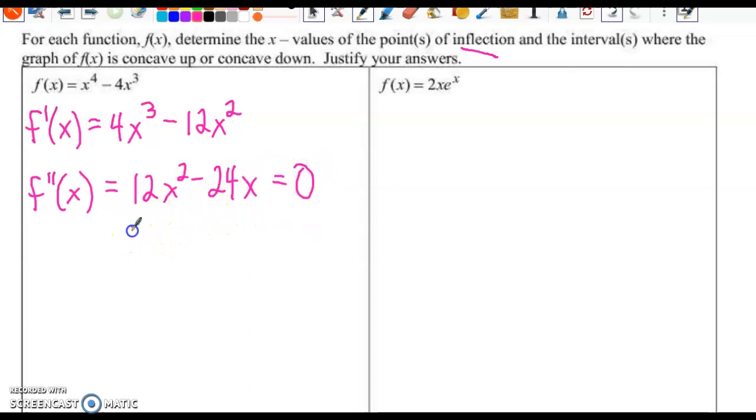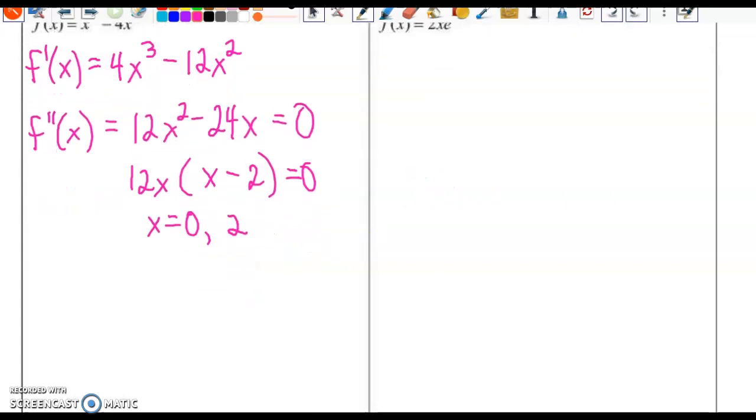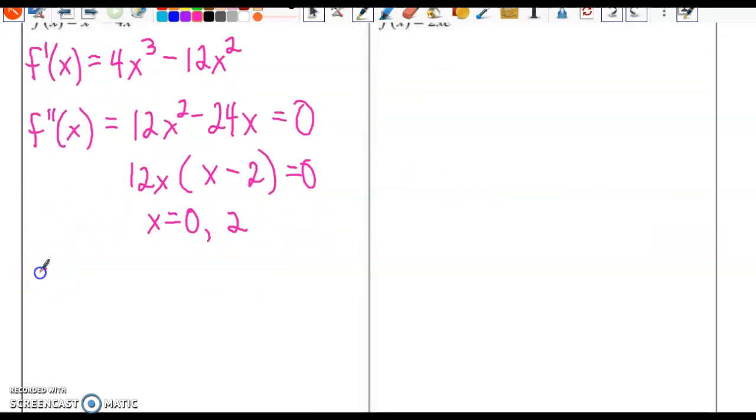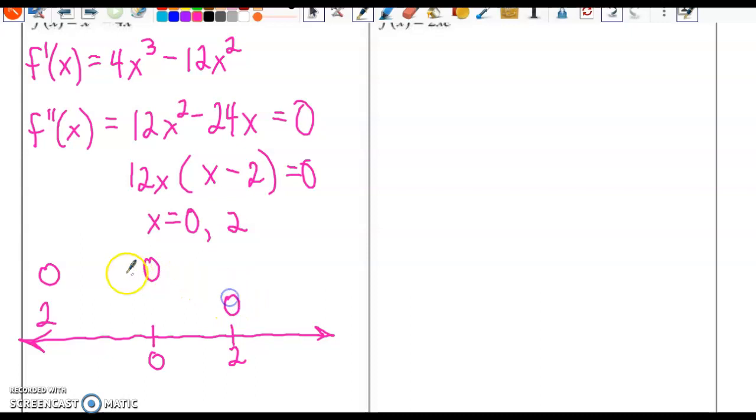So what we can do is factor out a 12x. We're left with x minus 2. So we're looking at x equals 0 and x equals 2. And we can make a sign chart from this. Negative times negative is positive. Positive times negative is negative. Positive times positive is positive.